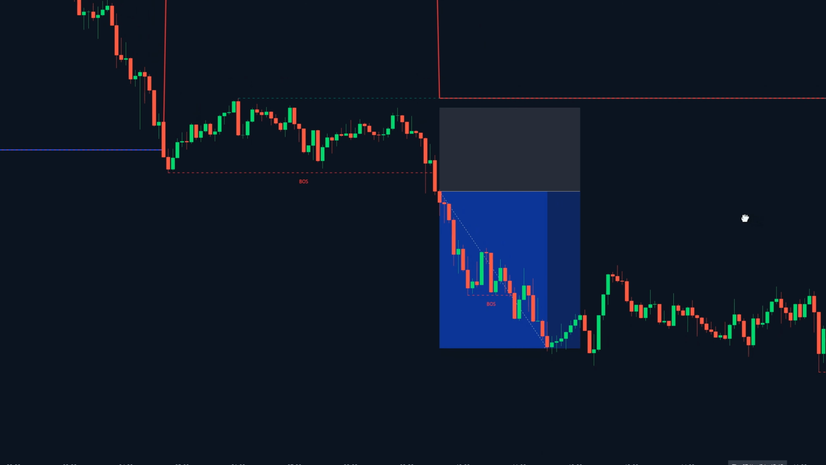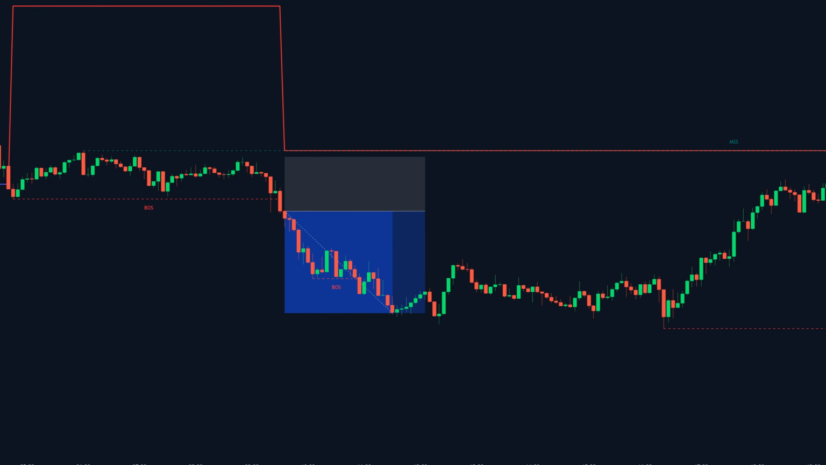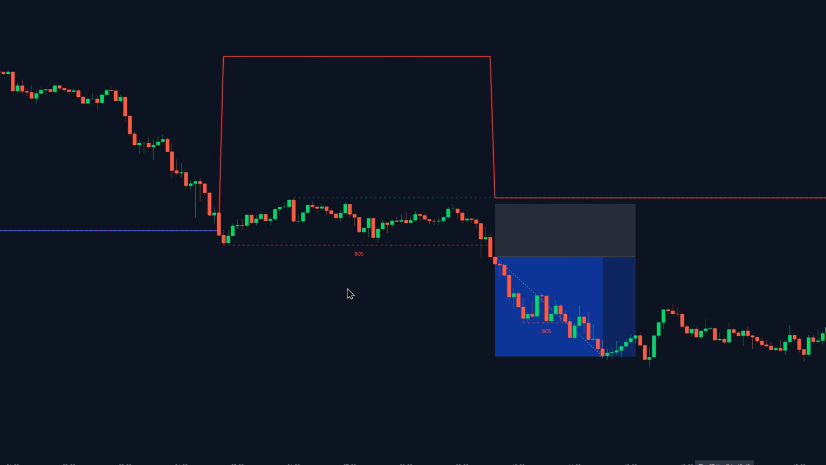But of course, just like any other trading indicator, this one cannot be used alone, which means we're gonna combine it with one more trading tool to craft a simple and profitable strategy.